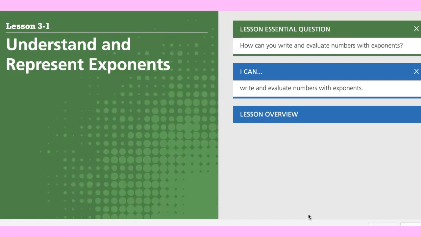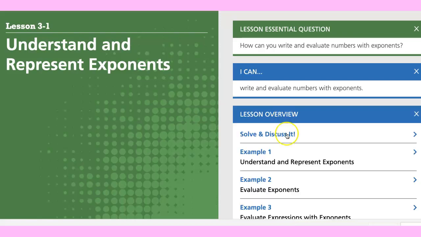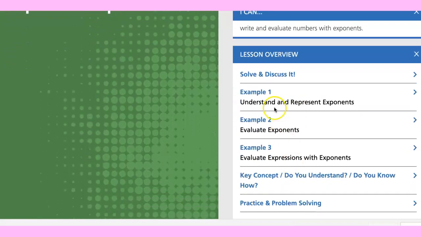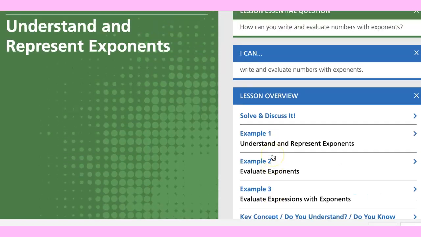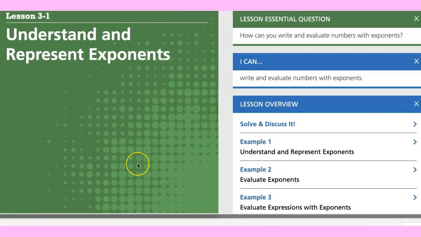You could stop this video and think about it. But if you said that an exponent is a way to express a number that is being multiplied many times, you're right. An exponent represents how many times a number is going to be multiplied. For this lesson, I'm just going to be working with you on Examples 1 and 2: understand and represent exponents, and evaluate exponents. Let's work on the third one in a different lesson.